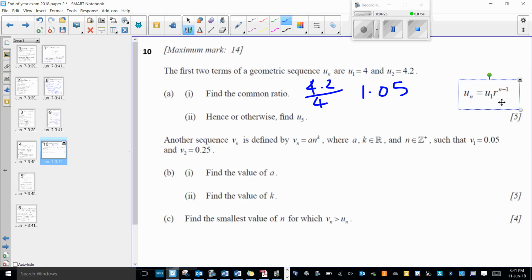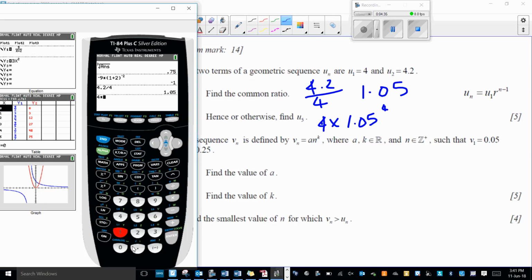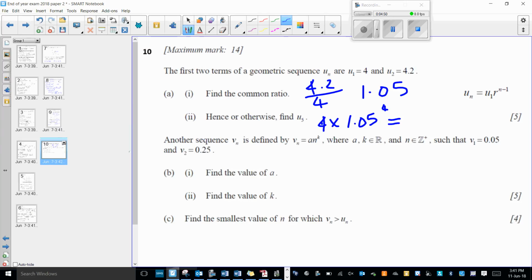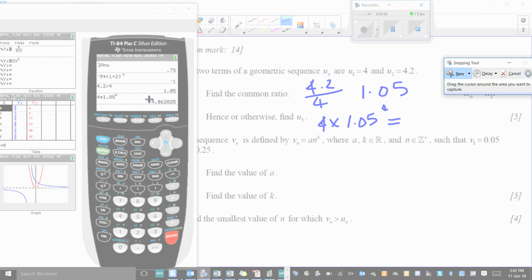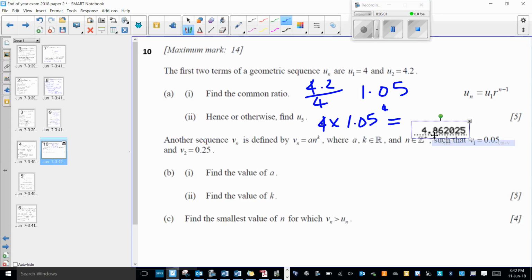So we've got 4 multiplied by 1.05 to the power of 4. Let's do that in our calcs. That's the answer there. Okay, another sequence is defined such that v1 is this and v2 is this.